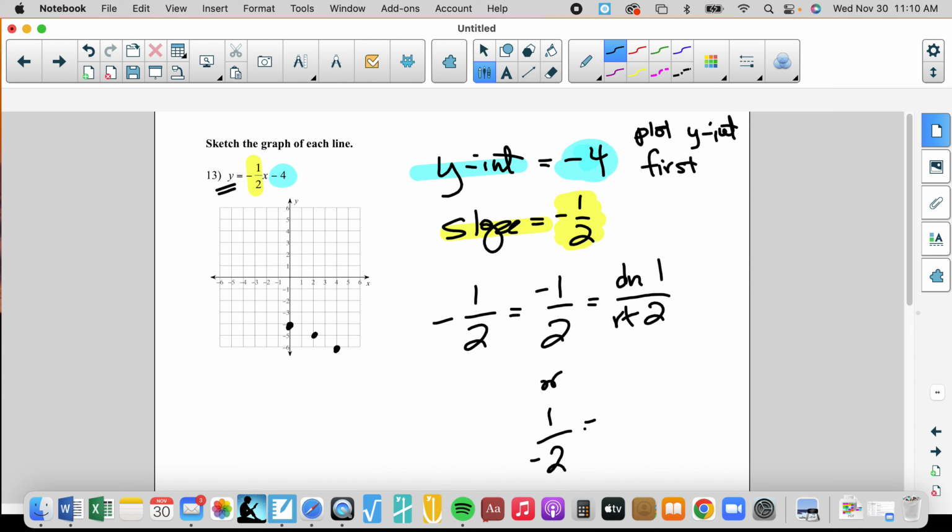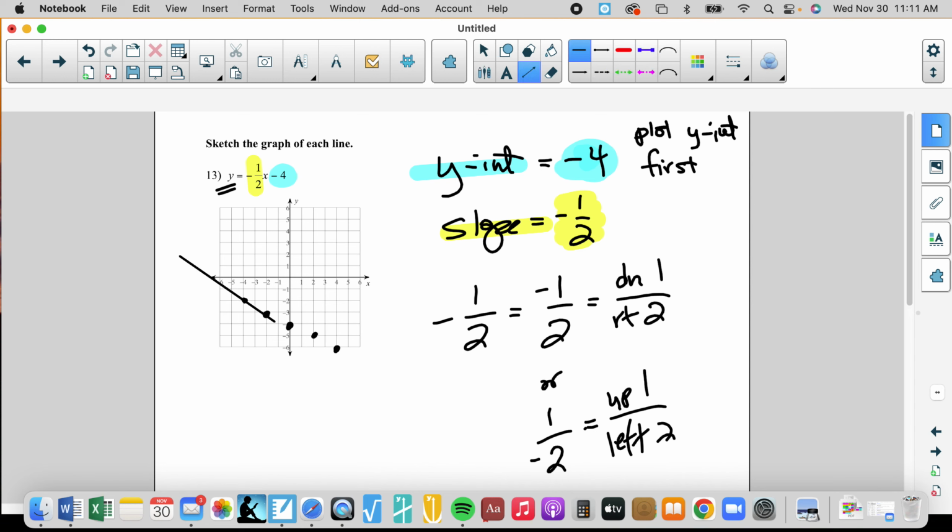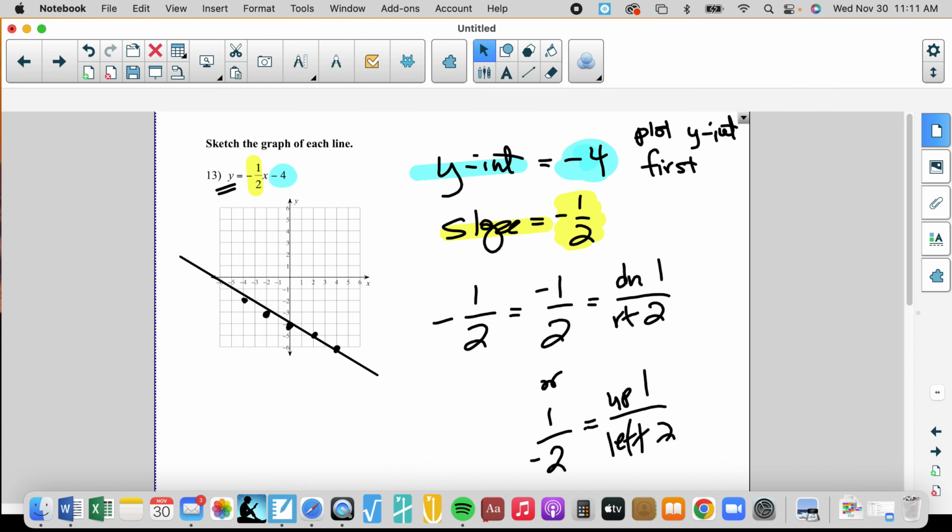rise, so up, down, positive is up 1, and then -2 is left, right. Negative is left, so I could go left 2. So I could go up 1 and left 2, up 1 and left 2. And notice it creates that line for me. So they all connect. That's the cool thing about it, it doesn't matter where you put that negative.